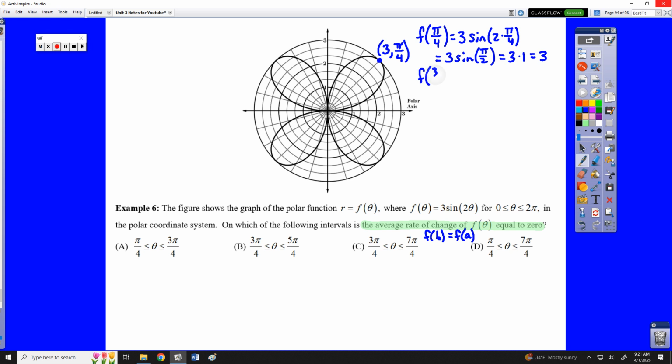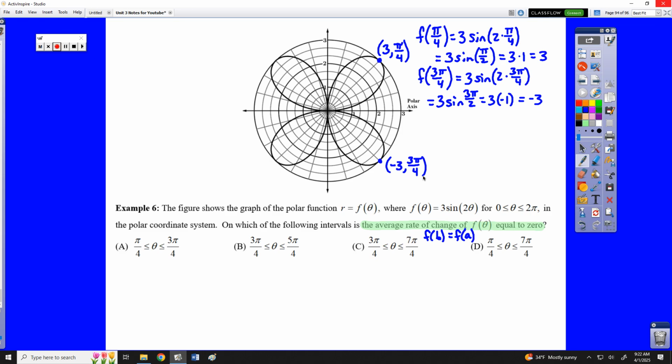I'm going to continue to do that for these others as well. So 3 pi over 4 is the next interval endpoint. 3 times the sine of 2 times 3 pi over 4 would be 3 times the sine of 3 pi over 2, which would be 3 times -1, or -3. Now that's significant because that means that point is actually located in quadrant 4, because the angle 3 pi over 4 is here, but the radius is negative, it's a signed radius. So that tells us to go out the other direction, which means this point down here is the 3 pi over 4 point at -3.